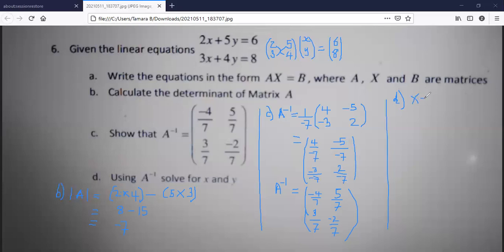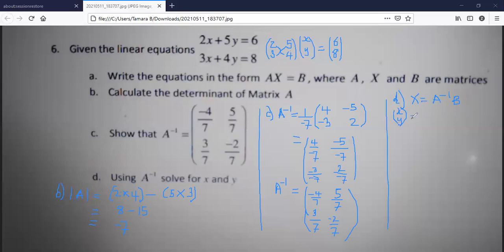X is equal to A inverse times B. So that's why it's important for us to find the inverse. And in order to find the inverse, we have to know how to find the determinant. So remember what x represents? It represents the unknowns x and y. Good.